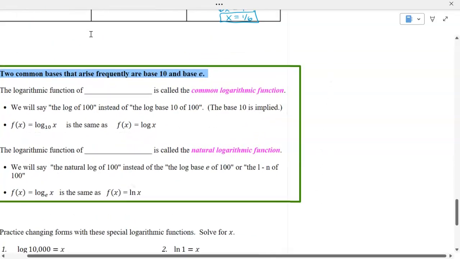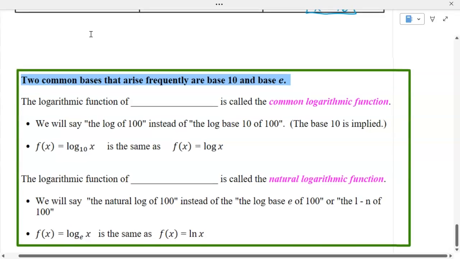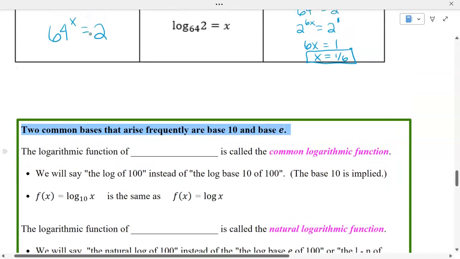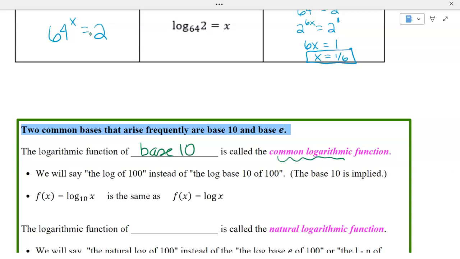Okay, so the next thing I want to talk about is some common bases that we use. So here, when we have a log function that has a base of 10, that is called the common logarithmic function or the common log function. And so many times when we have a base of 10, instead of writing it out log base 10 of x, we will just write log of x. And in this case, this is understood that it has a base of 10.